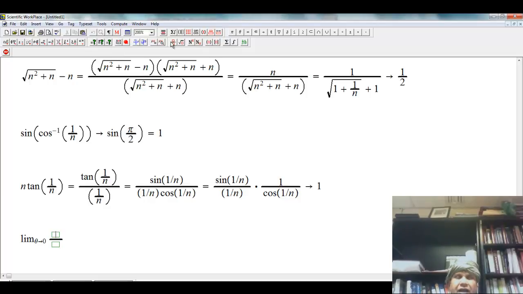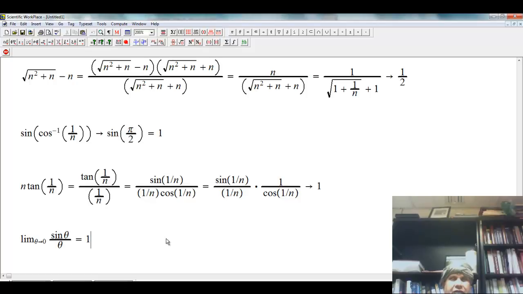Now as n goes to infinity, this quantity goes to 0, this quantity goes to 0. So sine theta over theta, as theta goes to 0, goes to 1, and this will be cosine of 0, so that will go to 1 as well. So the whole thing will go to what? 1. Beautiful.